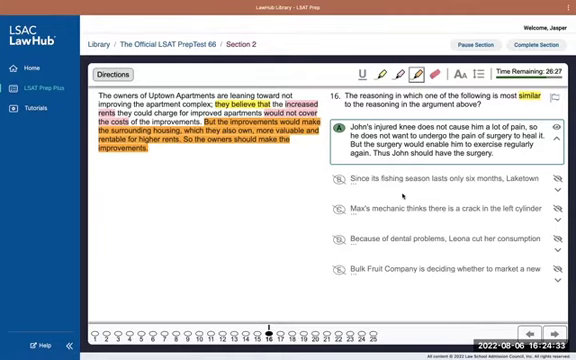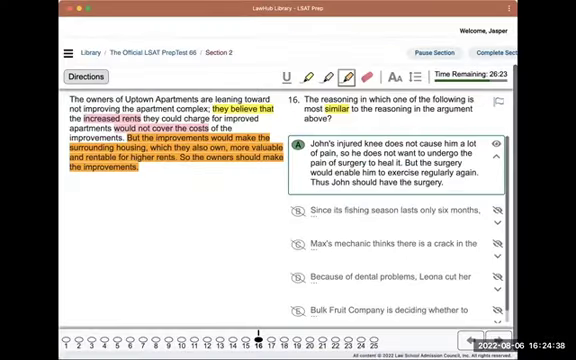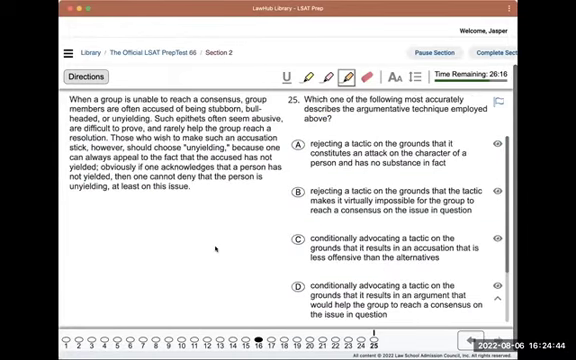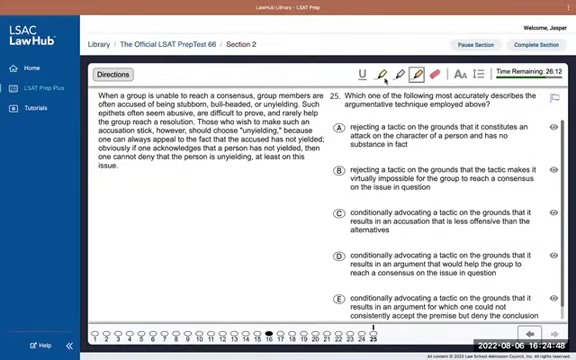Yeah, hope that helps. Let's find the next one. So 66, section 2, question 25. Same section, question 25. And we are trying to describe an argumentative technique used, so the method of reasoning.